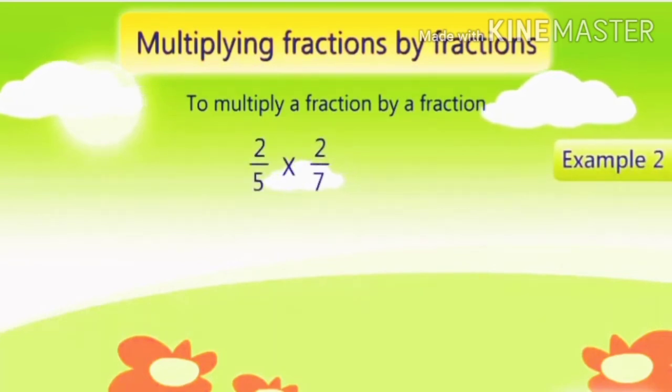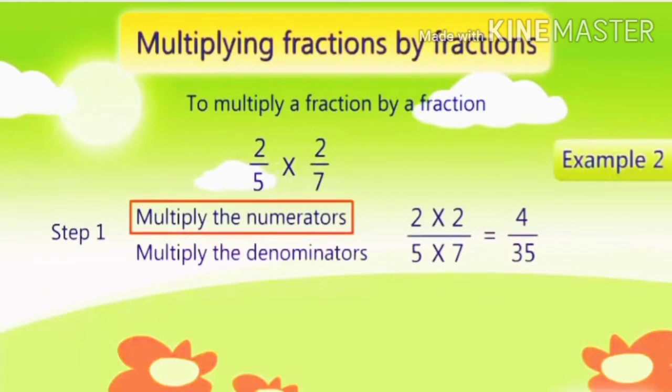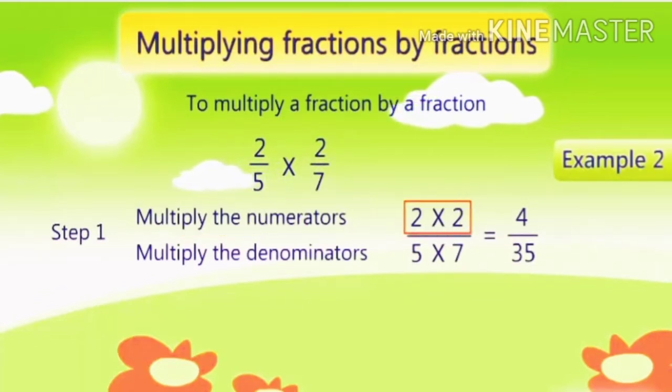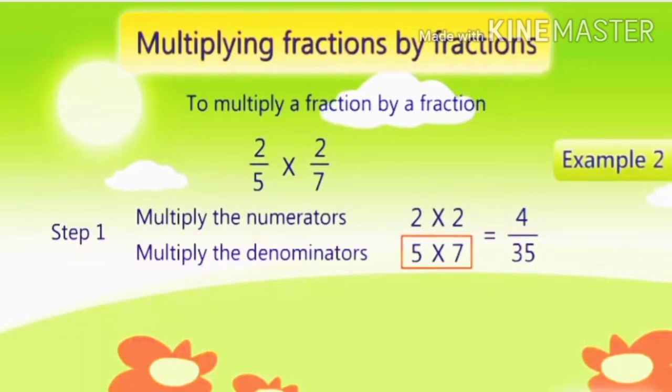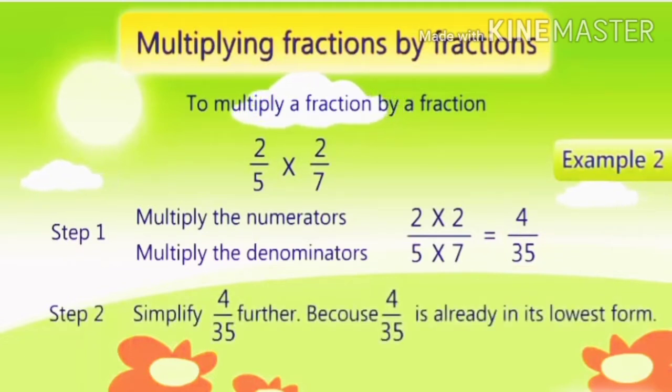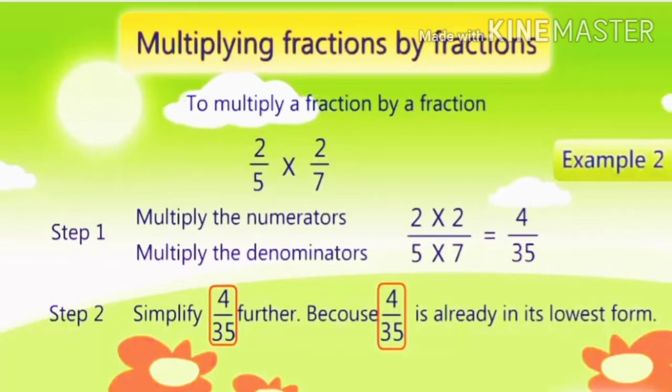Second question. To multiply 2 by 5 into 2 by 7. First step, multiply the numerators. 2 into 2 equal 4. Then multiply the denominators. 5 into 7 equal 35. So we got 4 by 35. It is not possible to simplify further, because 4 by 35 is already in its lowest form.